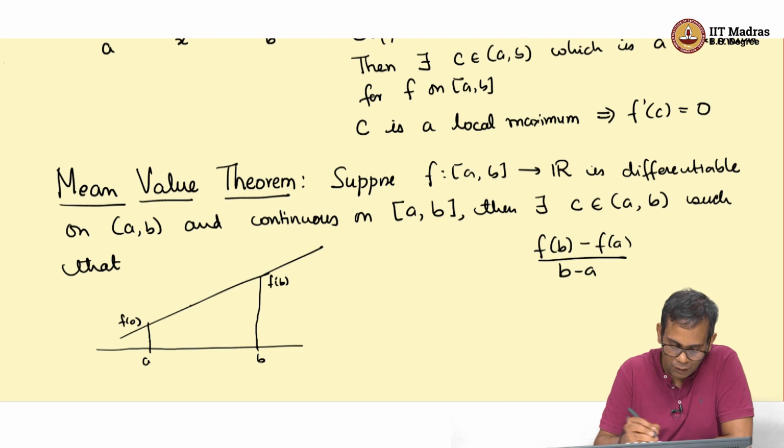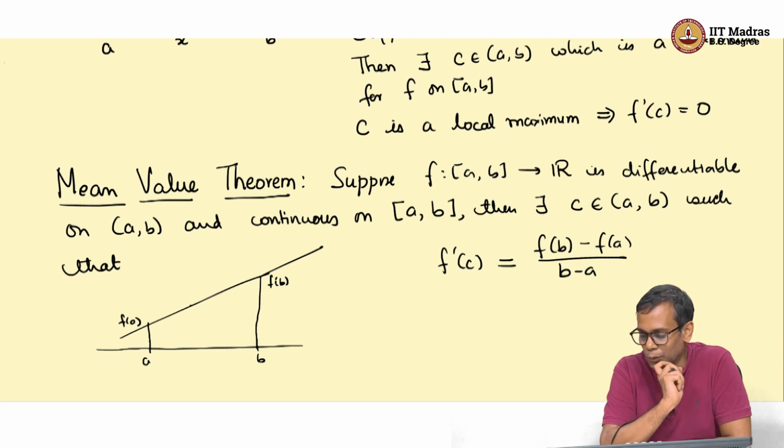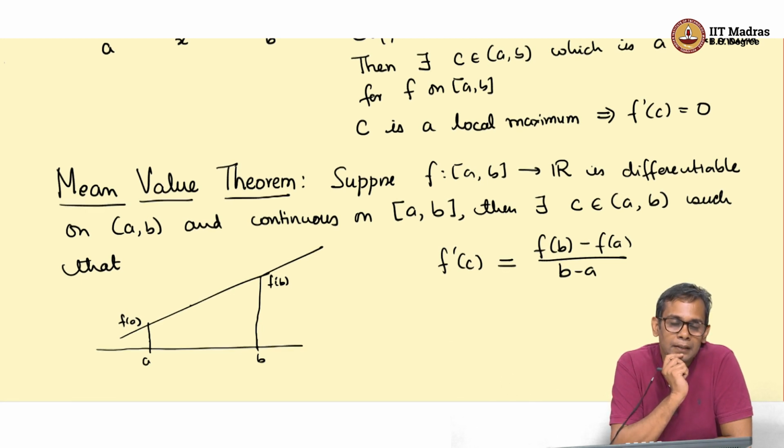And the conclusion of the mean value theorem is that f prime of c is equal to the average slope of the line. So, what this theorem is saying is that say you are driving from Chennai to Bangalore and your average speed is 60 kilometers per hour. Then the mean value theorem says that there is at least one point on the way where your instantaneous speed was exactly 60 kilometers per hour.